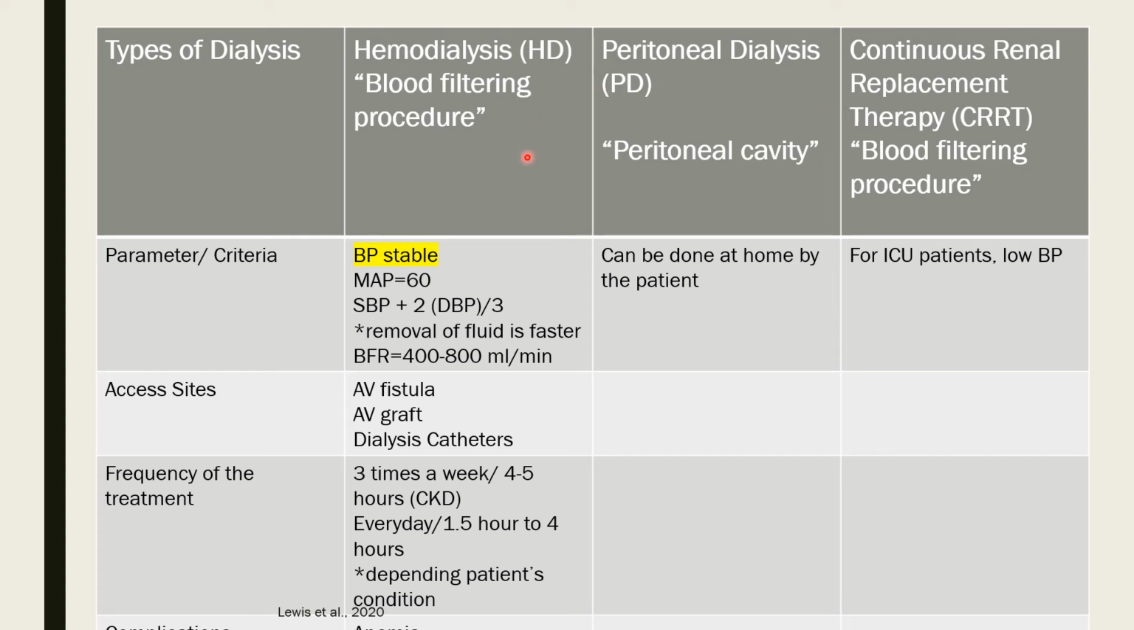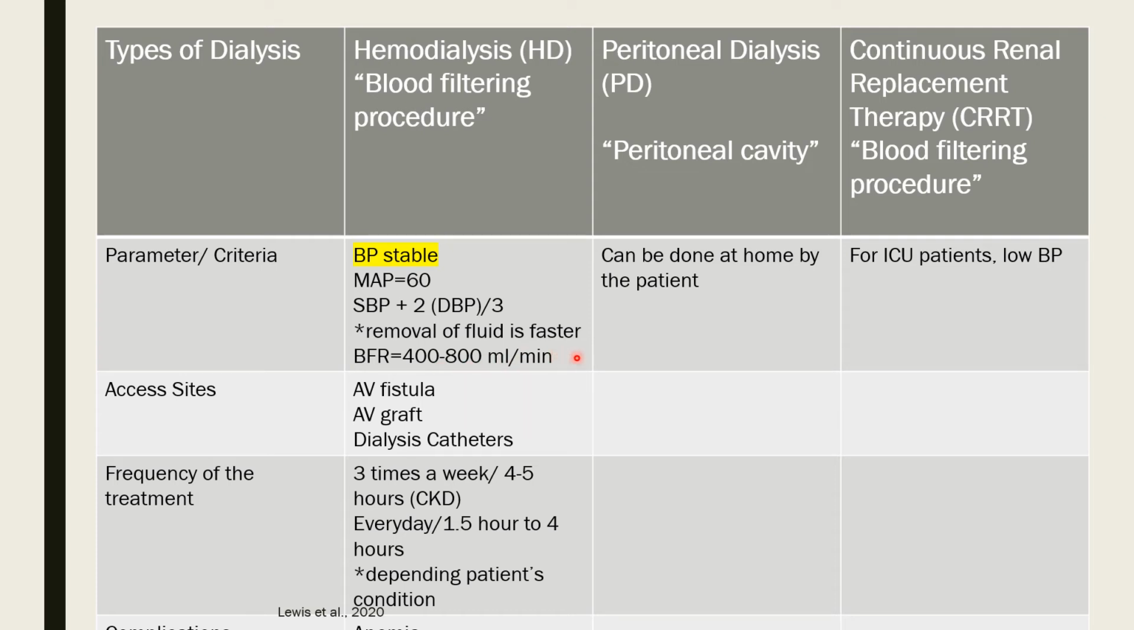Hemodialysis is a blood filtering procedure. In here, we want the blood pressure stable. When you say blood pressure stable, it means that the mean arterial pressure is 60 or higher. That means there's good perfusion in the body and the patient can tolerate the fluid shift. Okay? And the blood flow rate here, as you can see, is from 400 to 800 ml per minute. That's really fast, and the higher you go, the lower the blood pressure can drop.